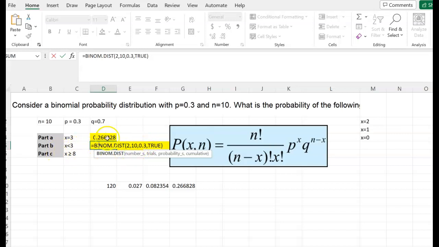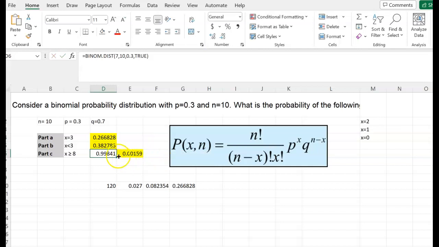We know x, and we want it to go all the way up to 2, because less than 3 would include 2. So 2, then 10 for your sample, 0.3 for your probability of success, and we want it to be true because we want to include 2, 1, and 0, so we want it to be cumulative, and that's how you get the probability.